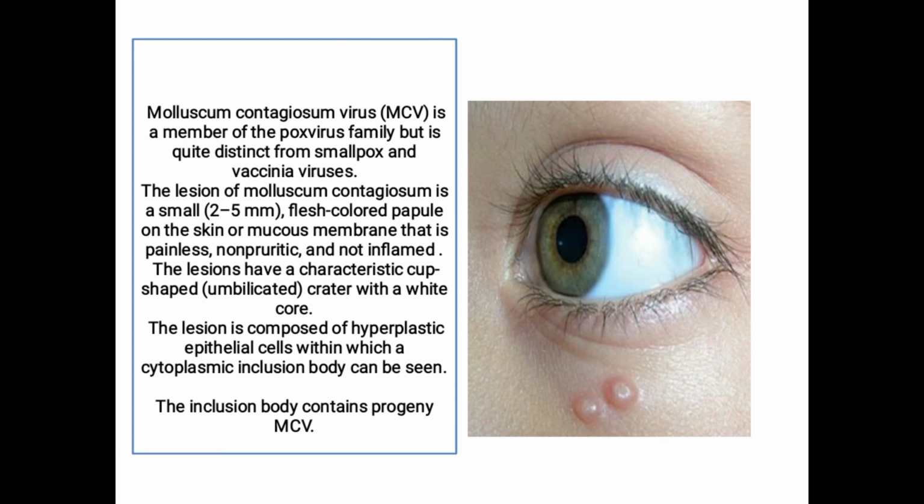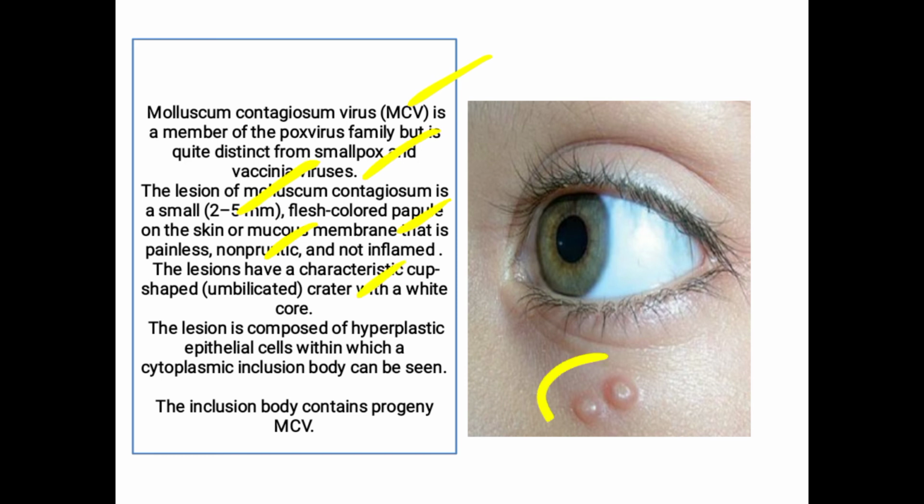Another important virus is Molluscum contagiosum virus (MCV), a member of the poxvirus family, but it is quite distinct from smallpox and Vaccinia viruses. The lesion of Molluscum contagiosum is a small, 2 to 5 millimeter, flesh-colored papule on the skin or mucous membrane that is painless, non-pruritic and not inflamed. The lesion has a characteristic cup-shaped crater with a white core.